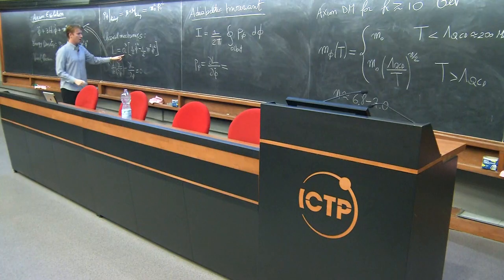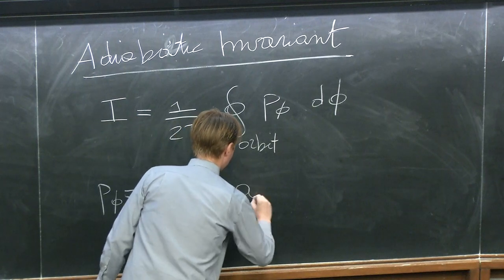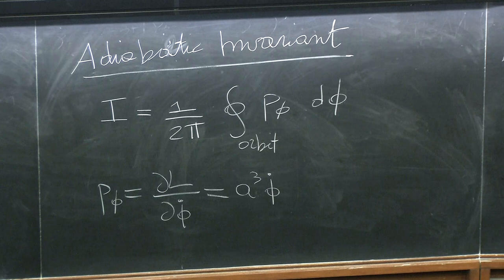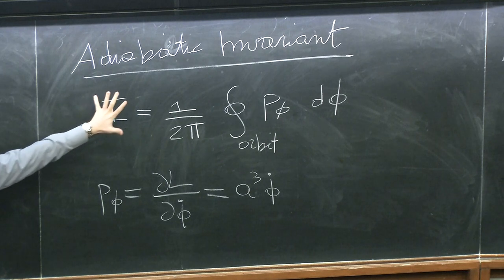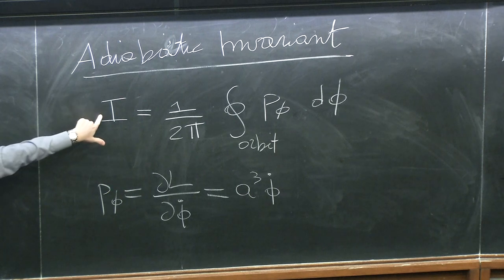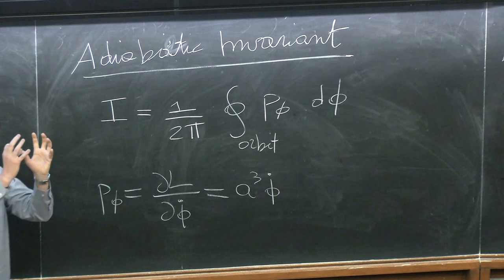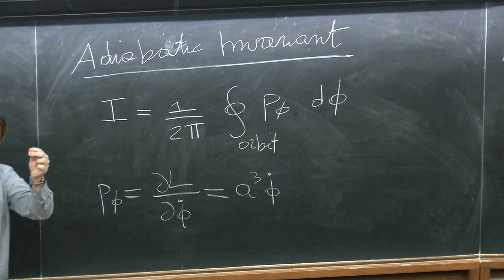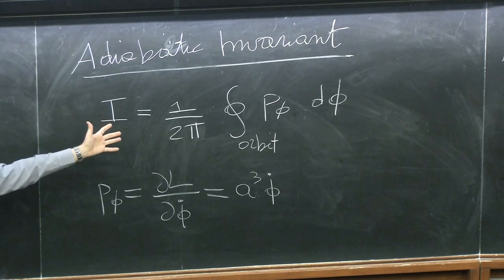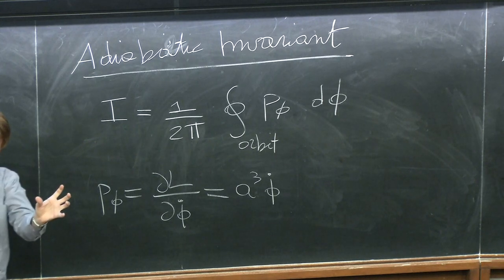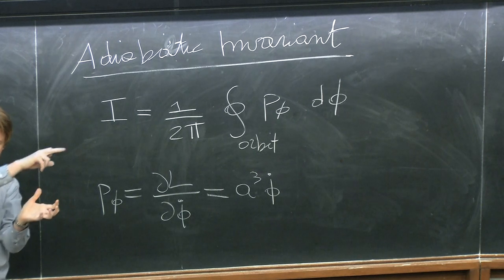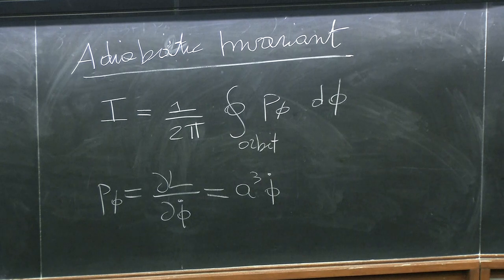And now I look at the Lagrangian. p phi has to be a cubed phi dot. I hope I got it right. Yes. Okay, so the way you do this calculation is you compute the adiabatic invariant, and then, since this is a constant through the evolution of the field, you impose that the value of this adiabatic invariant I that you compute at the time when the oscillation starts, what I call t_osc, is equal to the value of I today, because it's constant, okay? And that's a way to relate the axion amplitude at the very beginning, when it started oscillating, to the axion amplitude today. Okay, since I have 5 minutes left, I'll just give you the answer, but it is a straightforward calculation.